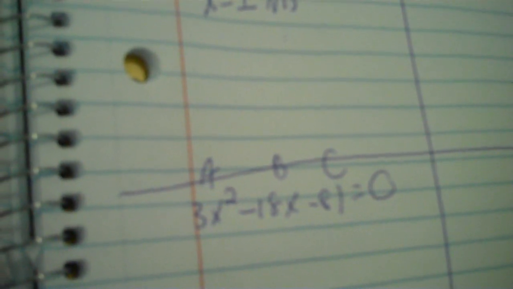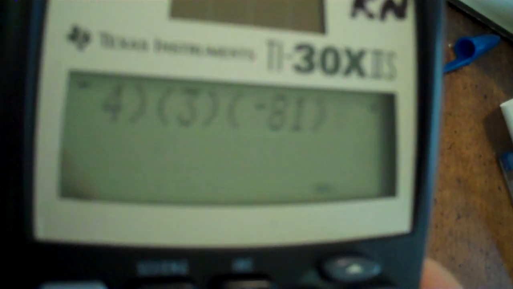This proves that the problem will be able to be factored, because we have to factor it. So B is negative 18, and then A is 3, and C is negative 81. Now, this is just verification that this problem is able to factor. Negative 18 to the second power minus 4 times 3 times negative 81. I got a whole number. I'm not going to do anything with it, but that proceeds me to factor.